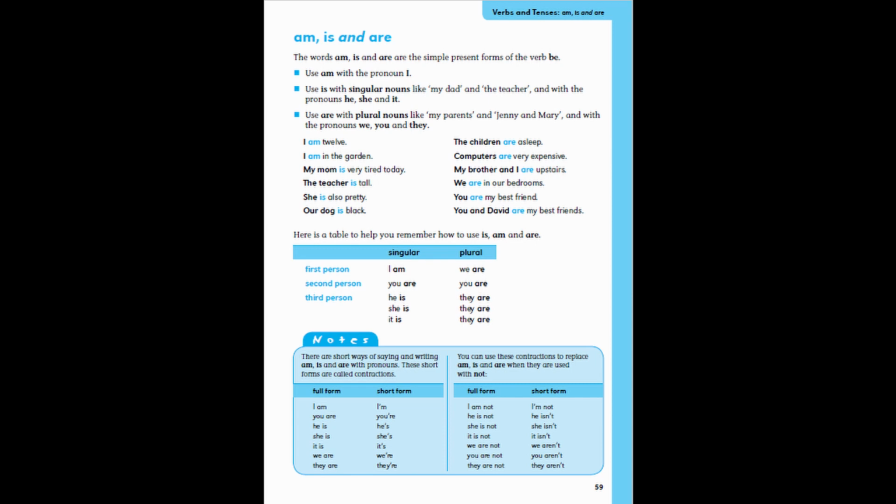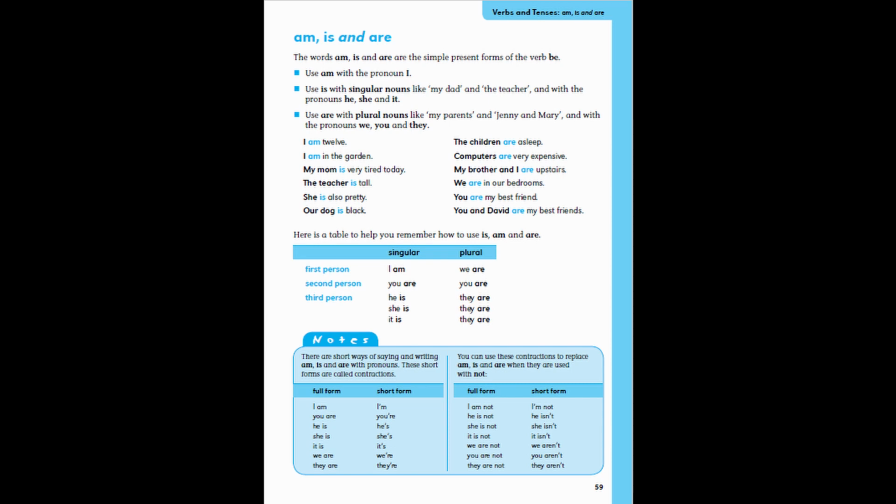The teacher is tall. We are in our bedrooms, although I am not tall. I'm average height. The teacher is tall. We are in our bedroom. She is also pretty. You are my best friend. Our dog is black. You and David are my best friends.